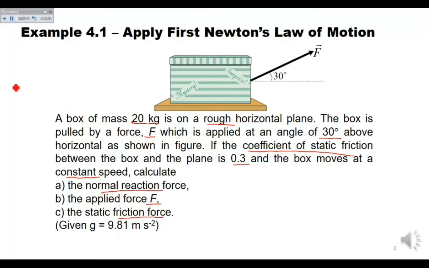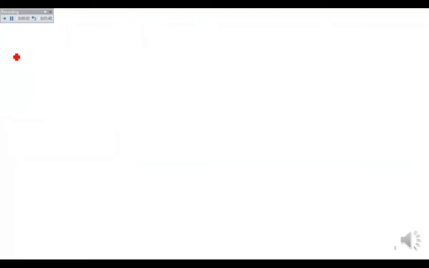Alright, so the information given is mass of the box, which is 20 kilogram. Okay, and then mu s, which is the coefficient of static friction, is 0.3. Okay, and the most important keyword in this question is constant speed. Okay, so this means that the acceleration is 0. Okay, alright, so to solve the first question, which is to find the normal reaction force, as usual, we have to draw the free body diagram. Okay, so we draw the free body diagram.